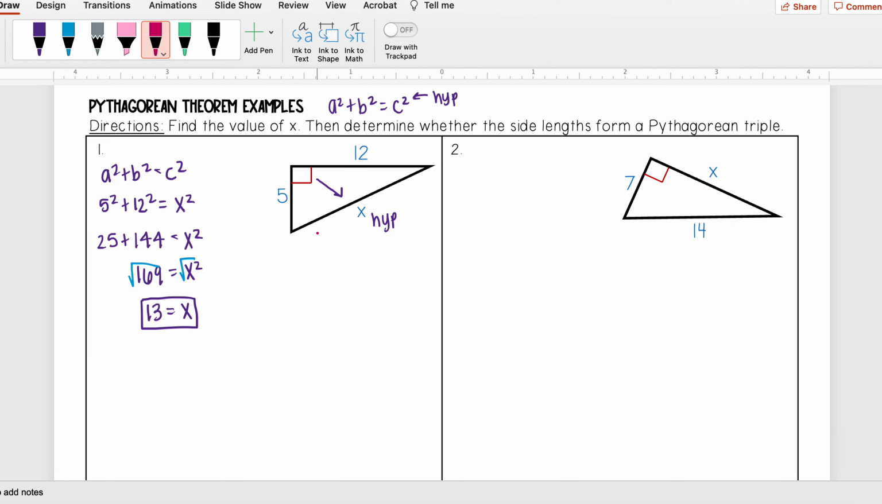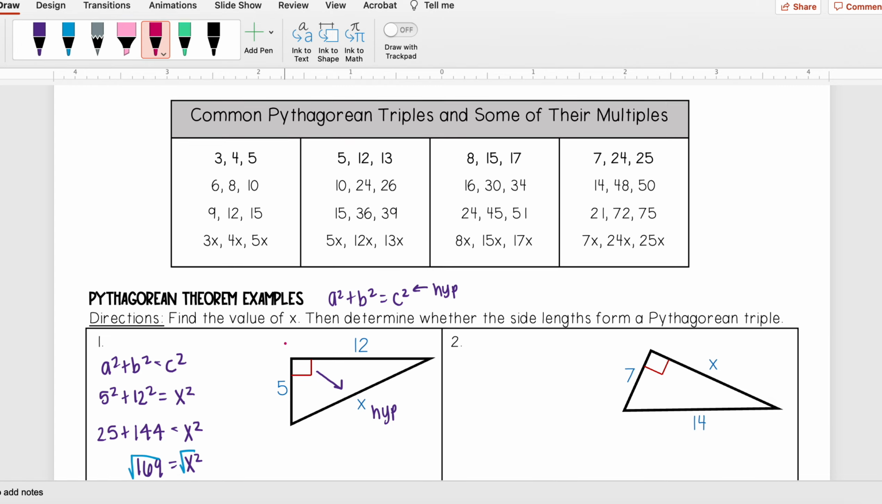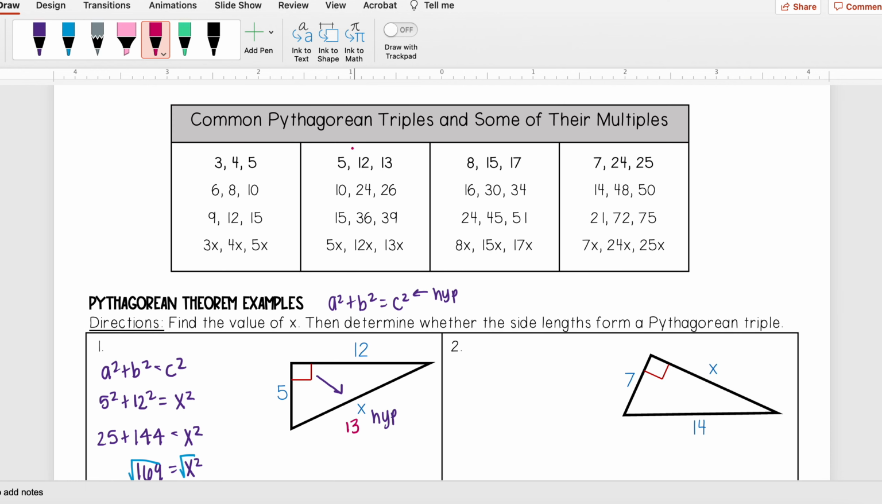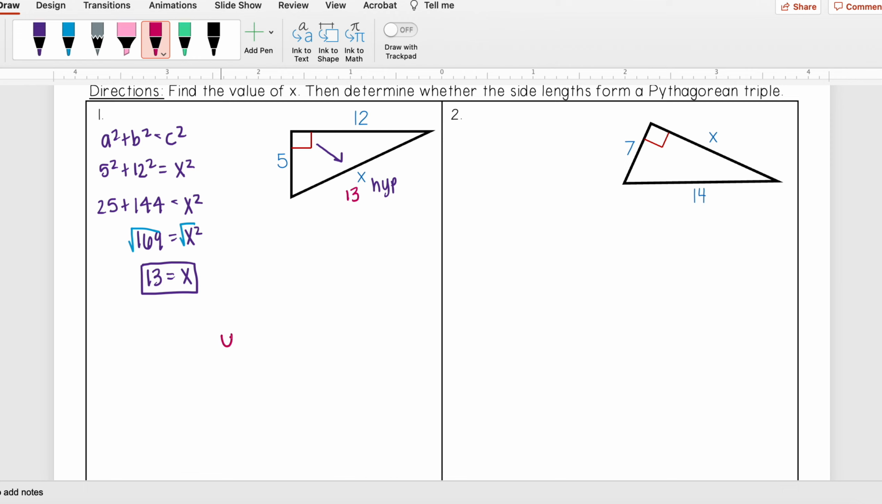And then the second part asked me to determine whether the side lengths form a Pythagorean triple. And so we talked about that in the last video. And I see that my side lengths are now 5, 12, and 13. And so I see that's actually my second Pythagorean triple, 5, 12, and 13. So the answer here is yes.